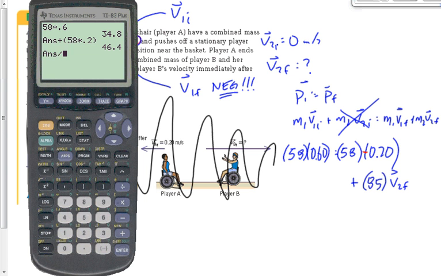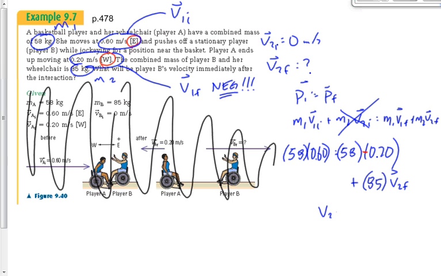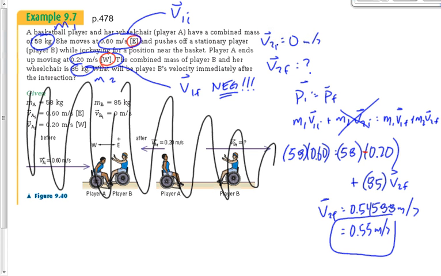Now let's divide that by 85. Gives me 0.54588. Which we should round to 2 digits, 0.55 meters per second. Or you could say 5.5 times 10 to the minus 1. Good? Is it much different than the two questions that we just did a few minutes ago? Not much different at all. What's the big difference?